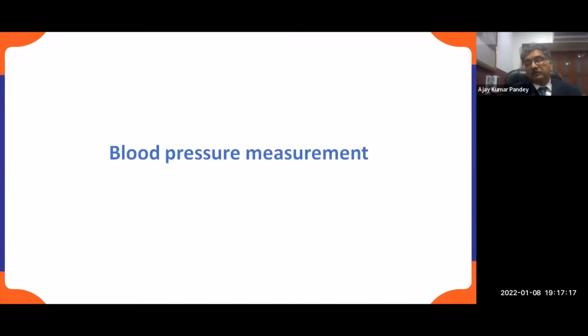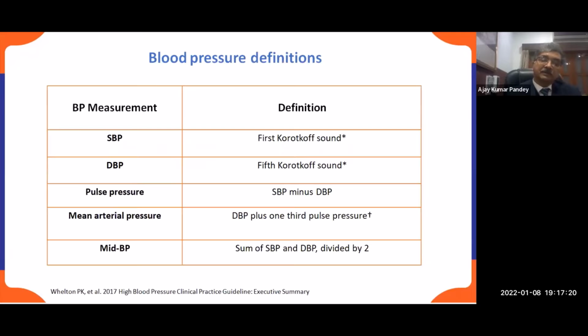Then coming to the most important part of hypertension, how to measure it. Blood pressure measurement, as we have all learned from our physiology days: systolic blood pressure is defined as the first sound heard when you start taking the blood pressure by the auscultatory method. First we do the palpatory method and see what the systolic blood pressure may be. Then we inflate beyond that systolic pressure and start hearing with our stethoscope the Korotkoff sounds. The fifth Korotkoff sound is the diastolic blood pressure, and the pulse pressure is systolic minus diastolic. The mean arterial pressure is diastolic blood pressure plus one third of the pulse pressure.